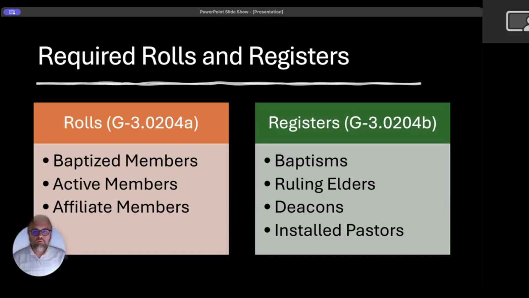If you have not removed them from the roll, they remain on the active members roll. If you remove them from the roll of members, then you can put them on a register, a list of people who are former members. But anybody who is on the active member roll, you're going to be assessed per capita for. Because when you are in the active members, you can vote and you can be robed, right? Correct.